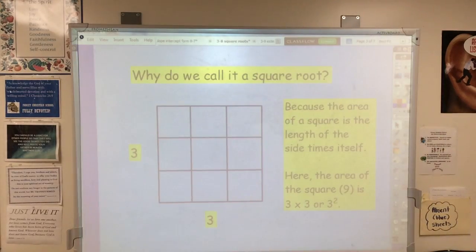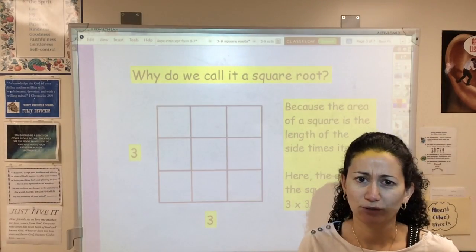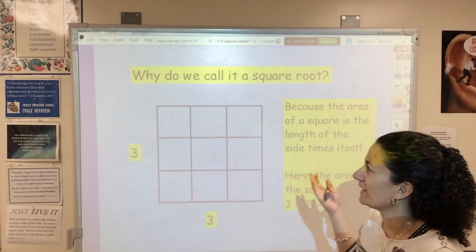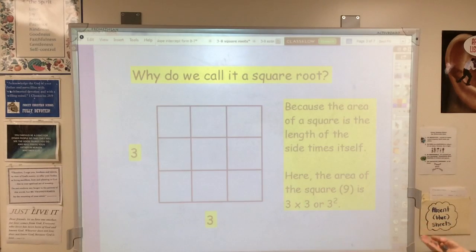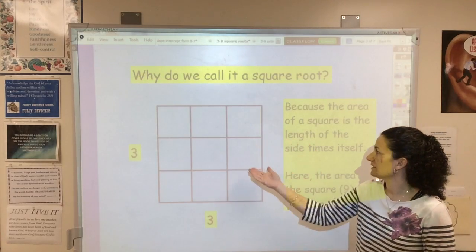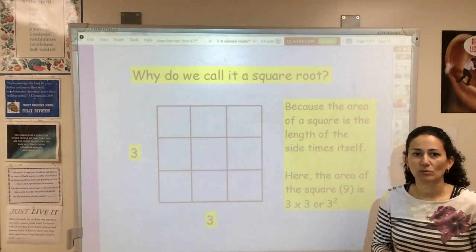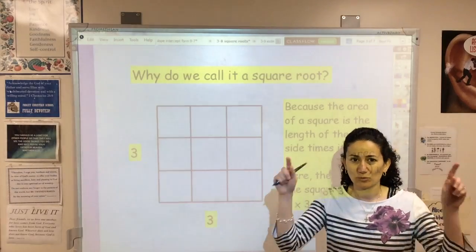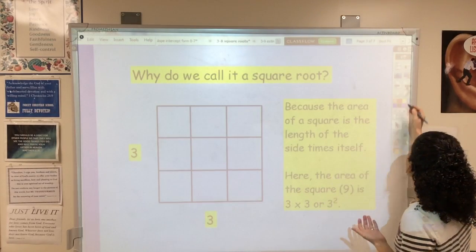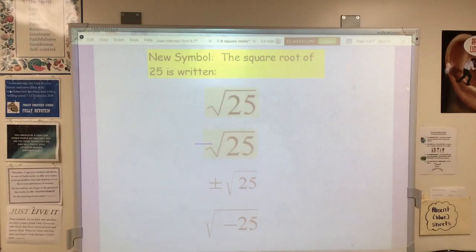So why do we call it a square root? Why not a rectangle root or a triangle root? Well, it just comes from the fact that the area of a square is the length of that side times itself. Here you see the area of the square, which is 9, which is 3 times 3, or 3 squared. That's where the word square root comes from.